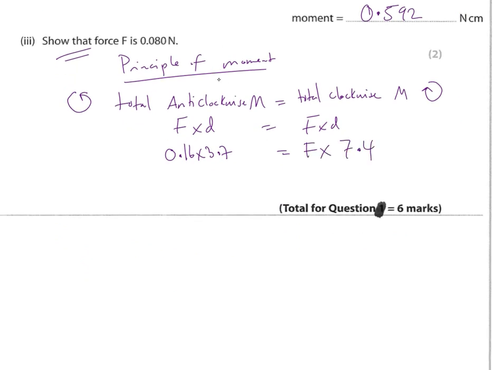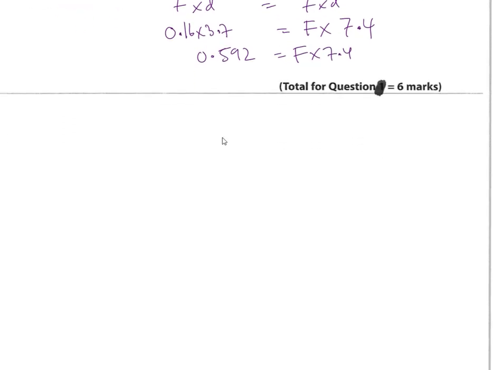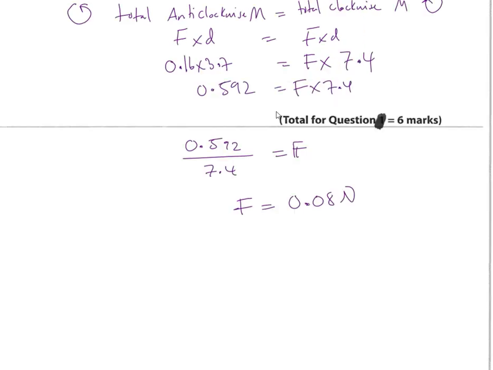Now, this one we know. So this is 0.592 equal to F times 7.4, so therefore we're going to have 0.592 divided by 7.4 is equal to F, okay, and F therefore is 0.08 Newton. So this is how we show it in this case.